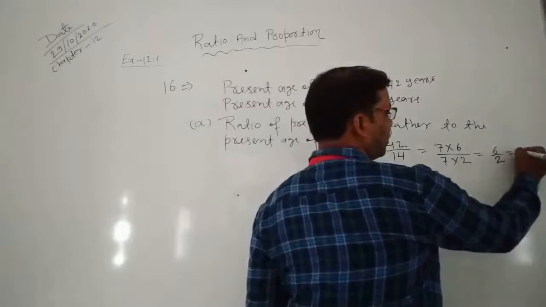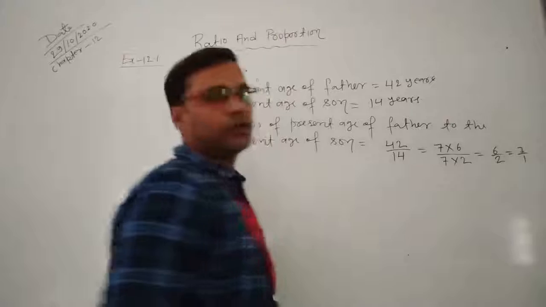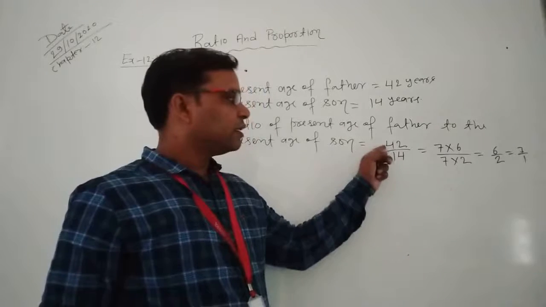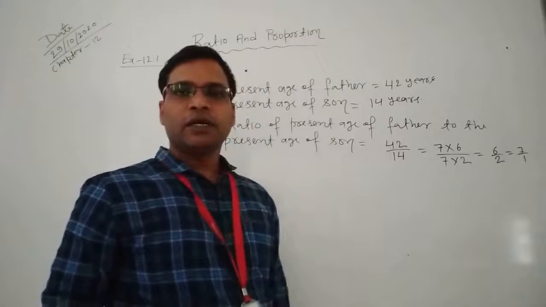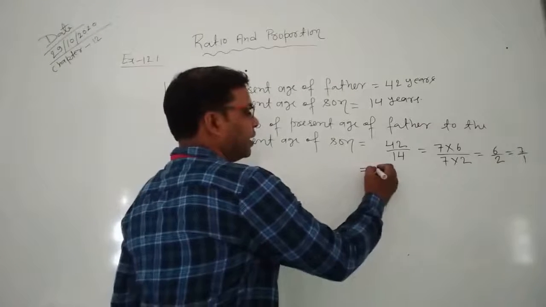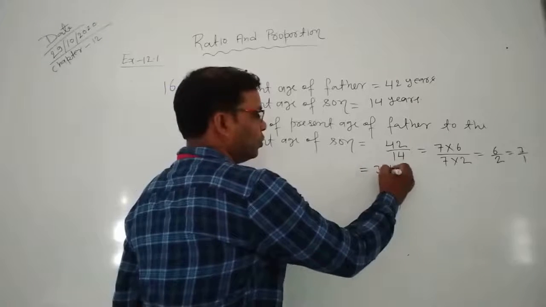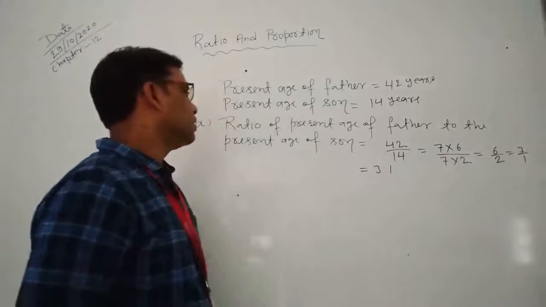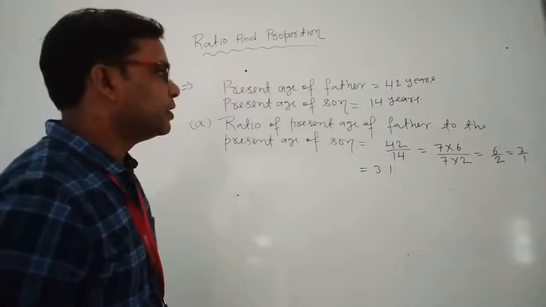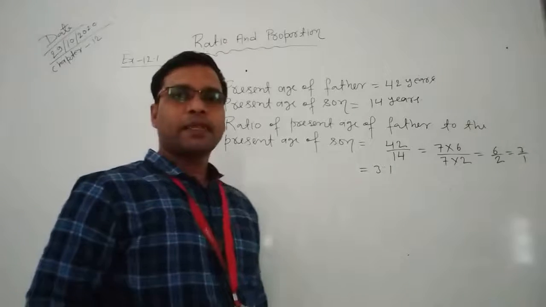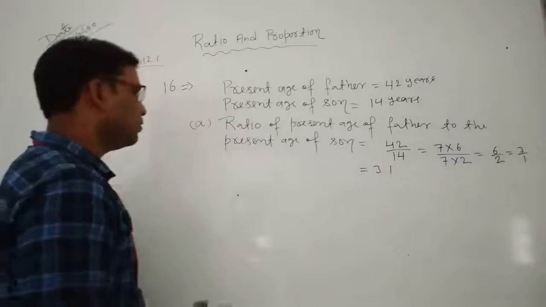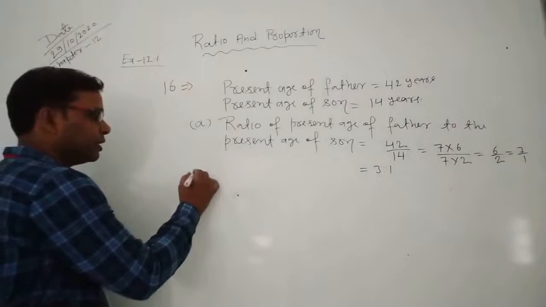We have 3 by 1. 2 1 2, 2 3 6. Simply, if you can divide it, 14 3 42. So your required ratio is 3:1. So we find the ratio of present age of father to the present age of son. This is equal to 3:1. This is clear. Now B part.